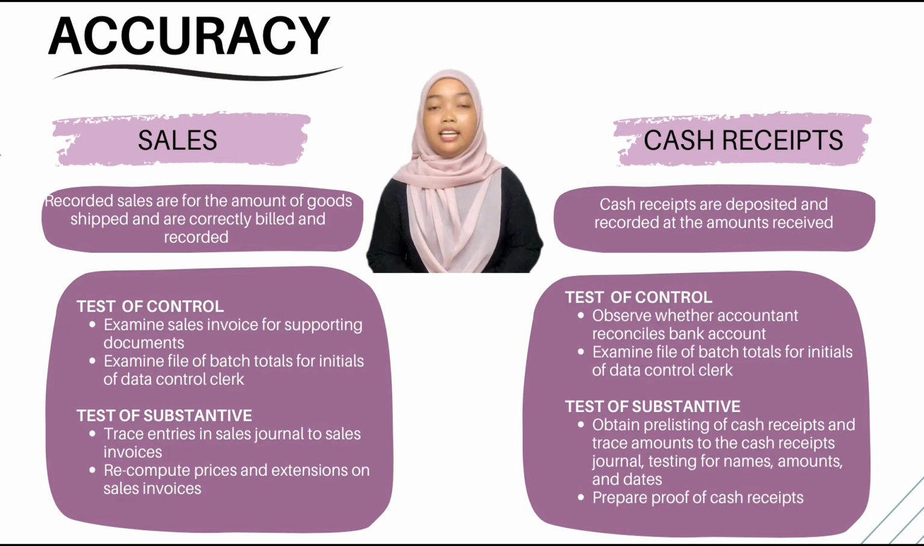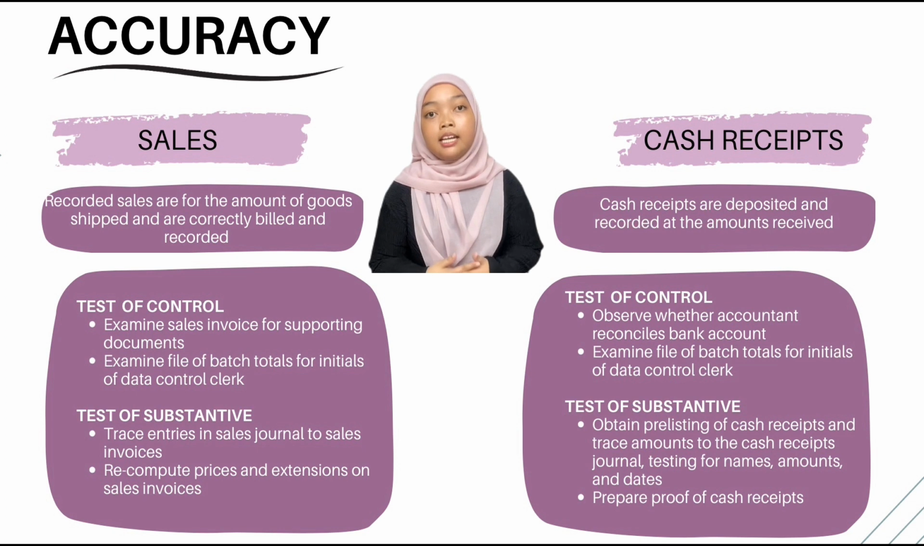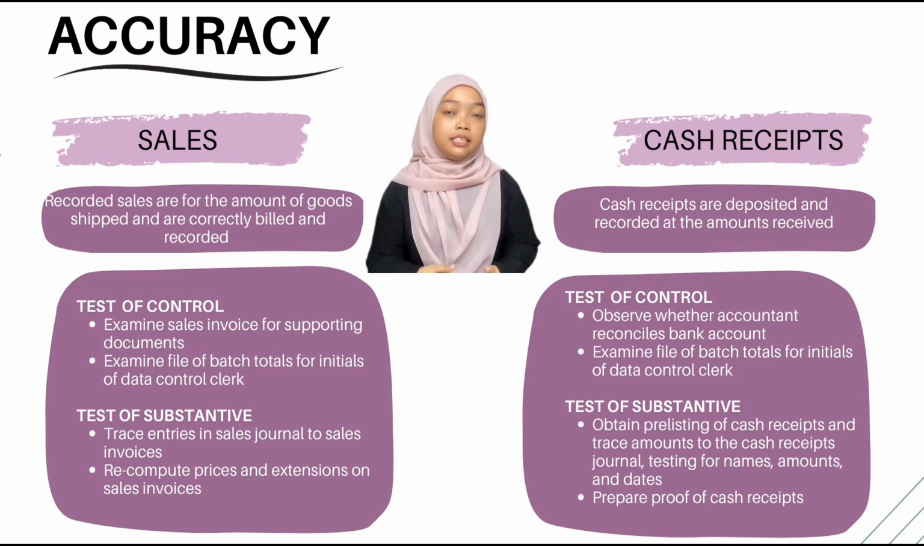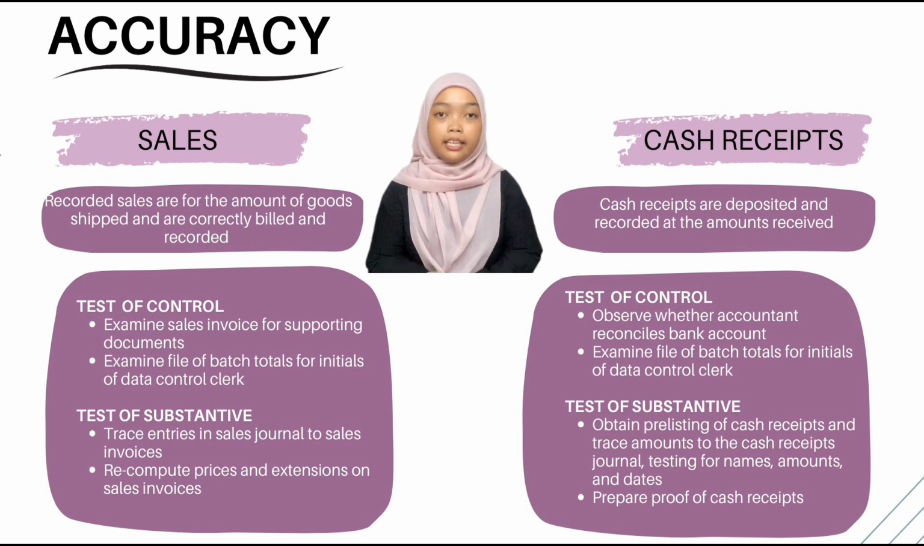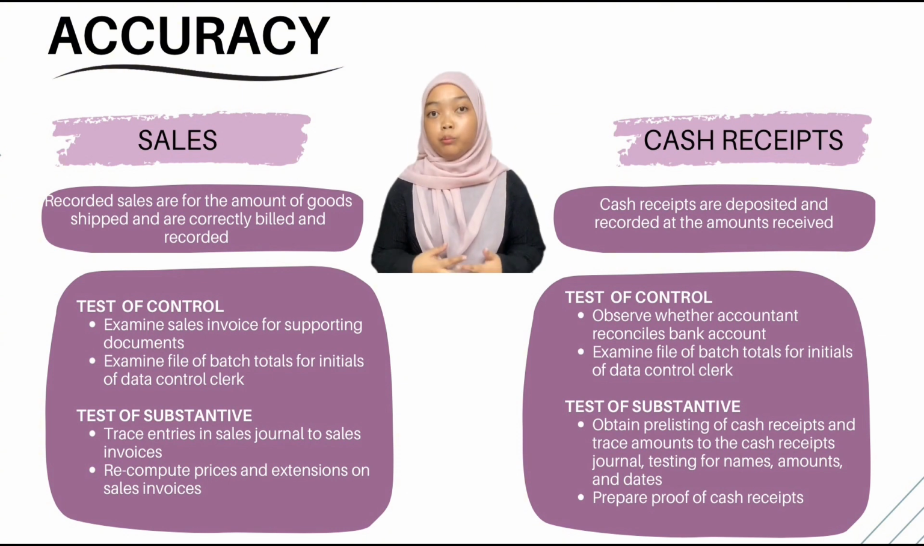Next, accuracy. In sales, recorded sales are for the amount of goods shipped and are correctly billed and recorded. Test of control: examine sales invoice for supporting document and examine field of batch total for initial of data control clerk. Test of substantive: trace entries in sales journal to sales invoice, recompute price and extension on sales invoice.